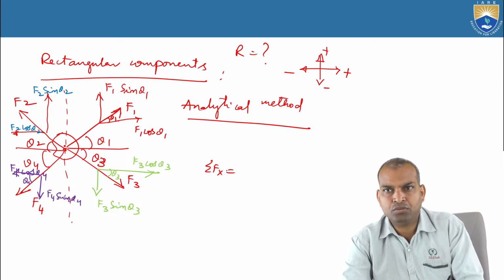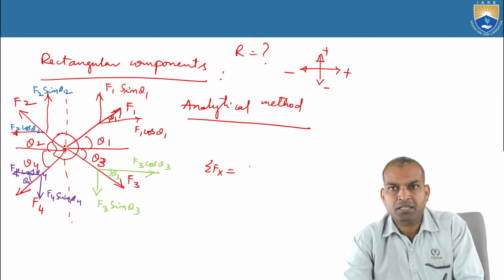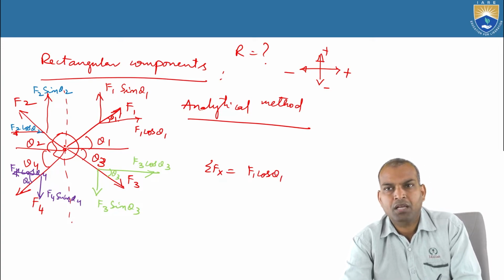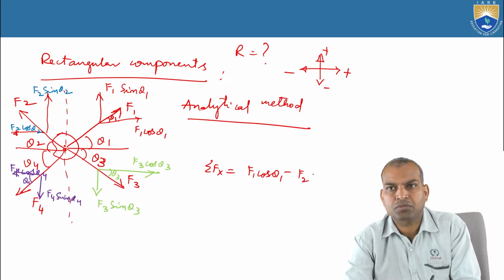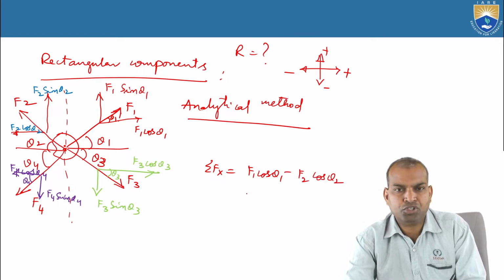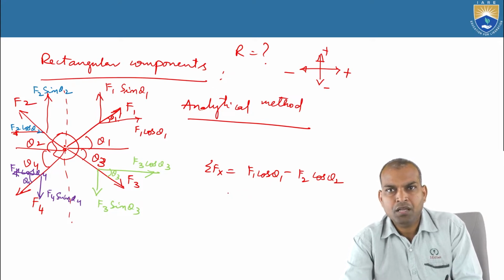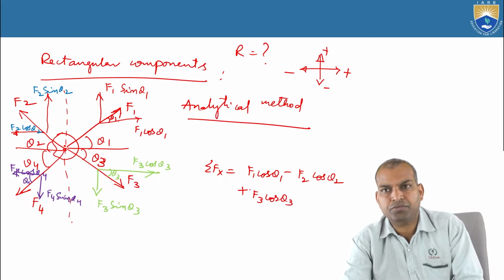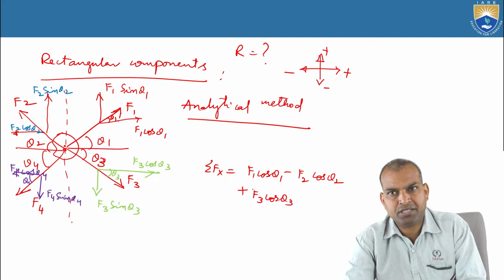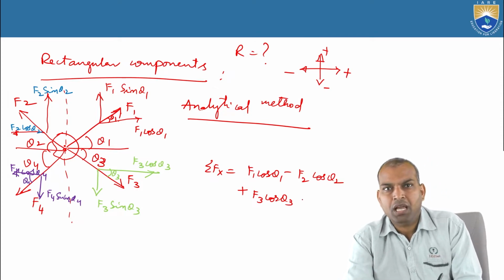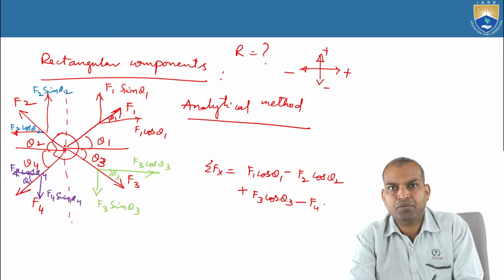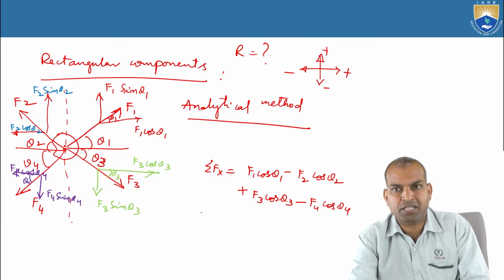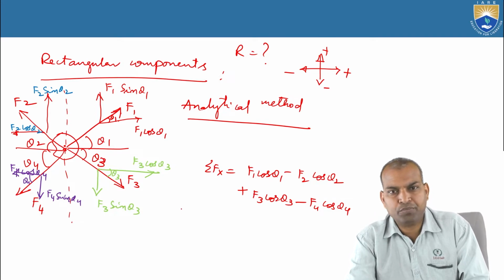Sigma Fx equals the component of F1, F1 cos theta 1, going towards the right, so it is positive. Next, minus F2 cos theta 2, towards the left, negative. Coming to F3, F3 cos theta 3 is positive, towards the right side. And what about F4? It is negative, F4 cos theta 4, on the left side. These are all the x components, horizontal, parallel to the x-axis.